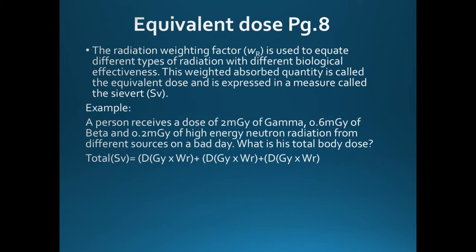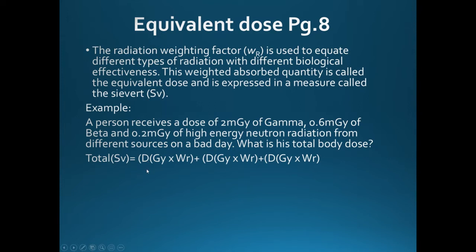And here's what it is going to look like after all is said and done. A person receives a dose of 2 milligrays of gamma radiation, 0.6 milligrays of beta radiation, and 0.2 milligrays of high energy neutron radiation from different sources on a bad day. What is his total body dose? Our total dose, or our dose equivalent, is going to be measured in sieverts, the common unit that equates or provides equivalency for all the different types of radiation that are measured here.